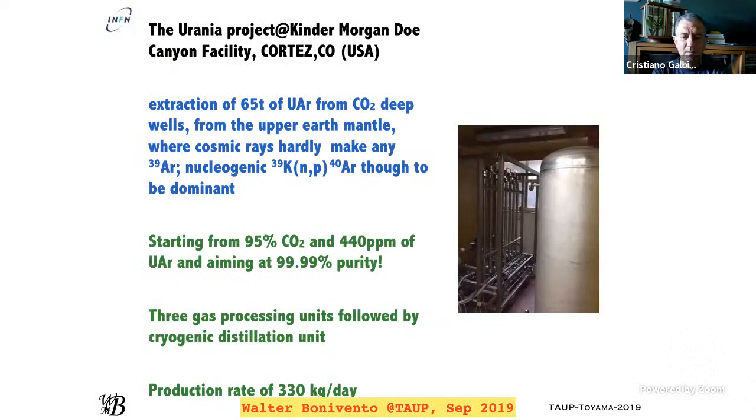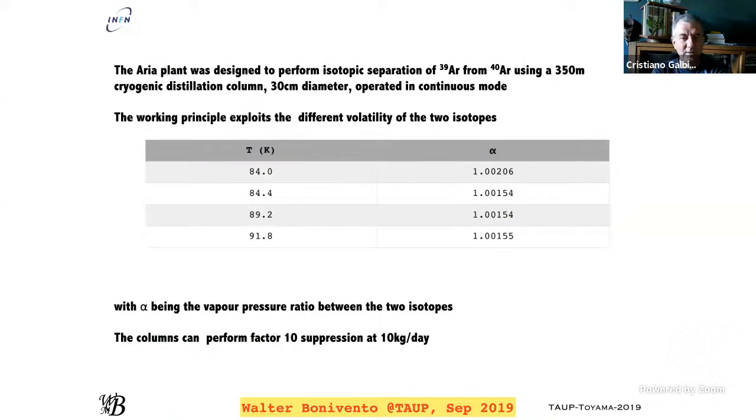Here you see some more information on the Urania project. It was based on tests performed at the University of Naples on the separation of the gases. We are aiming to get a 99.99% purity, and in the latest iteration, there is indication that we can go to a production rate of 330 kilograms per day.